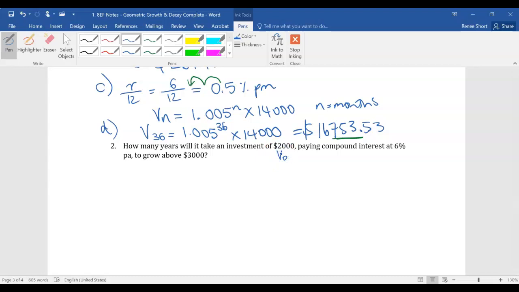And that compound interest is 6%, so R equals 6. So if I write a rule for this now, Vn equals 1.06 to the power of n times $2,000. That's the rule that I'm working with.